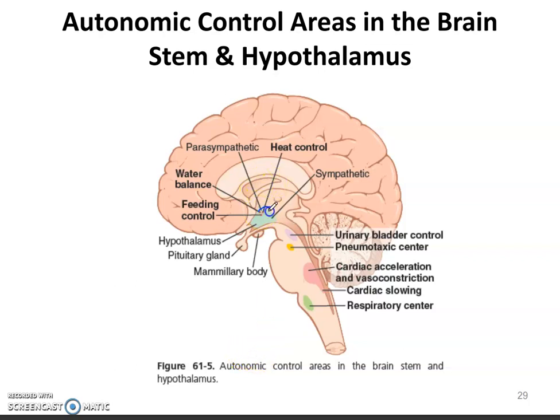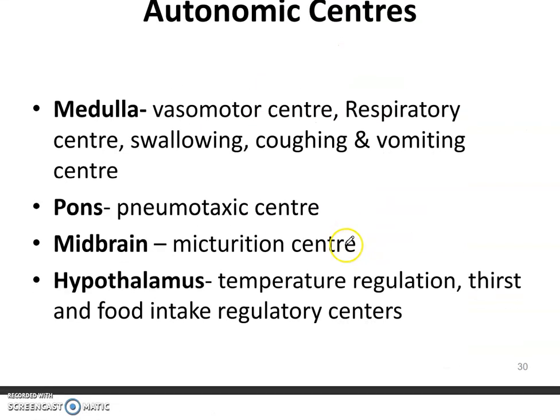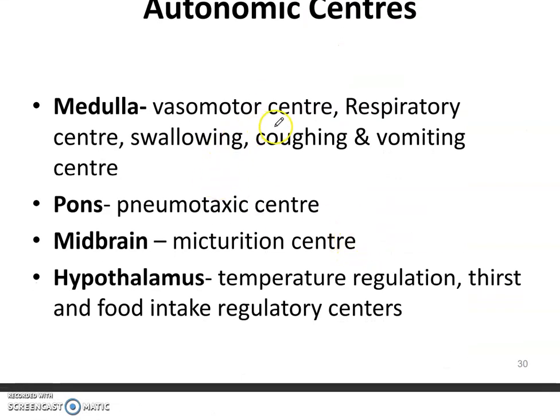This is the parasympathetic stimulation area. In the medulla, there is a vasomotor center and respiratory center, and in the pons, there is a pneumotaxic center, and maybe a micturition center.